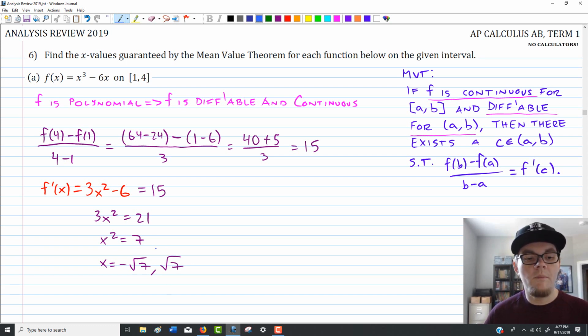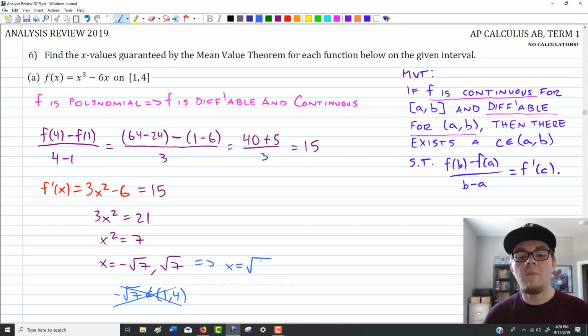Now finally, before you box your answer and settle for an incorrect answer, there's a mistake here. The mean value theorem guarantees values where the slope of the secant line and slope of the tangent line are the same, but those values have to be in the interval on which we were applying the mean value theorem. Negative root 7 is not inside 1 to 4. While it does have the slope we're looking for, it is not on the interval we're interested in. So the only value guaranteed by the mean value theorem is positive square root of 7. And there is our first problem worked.